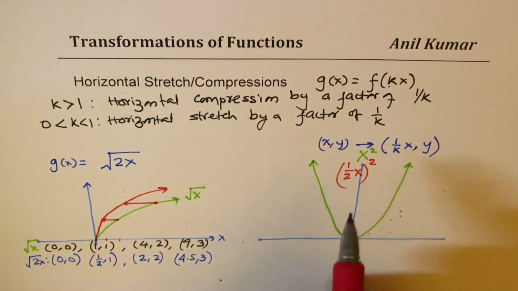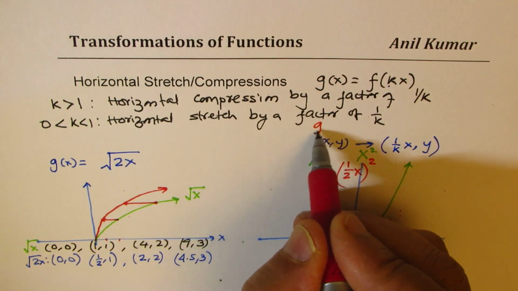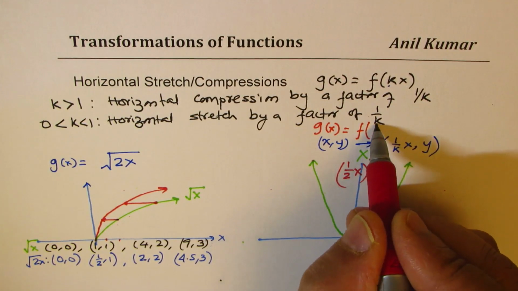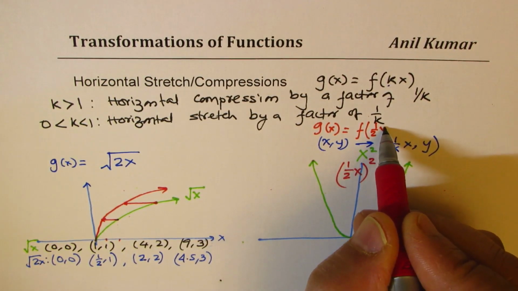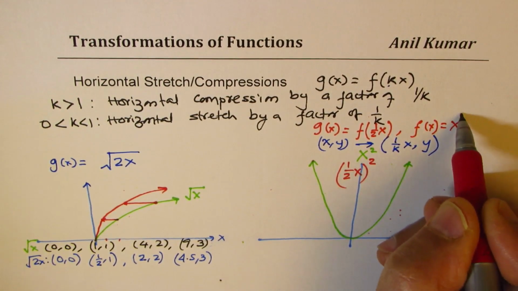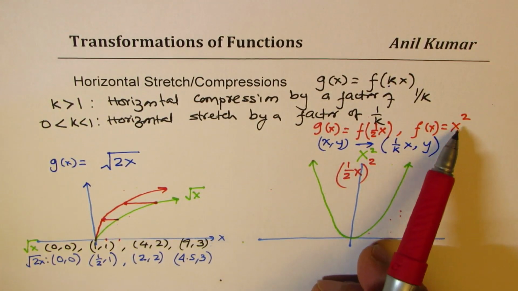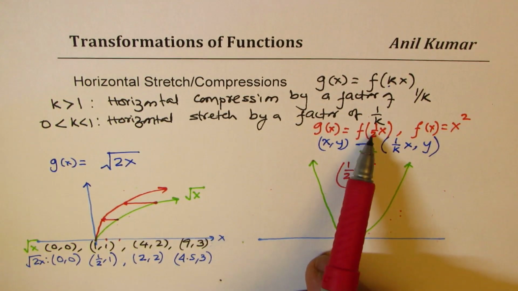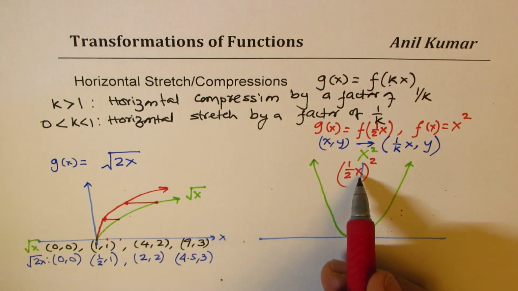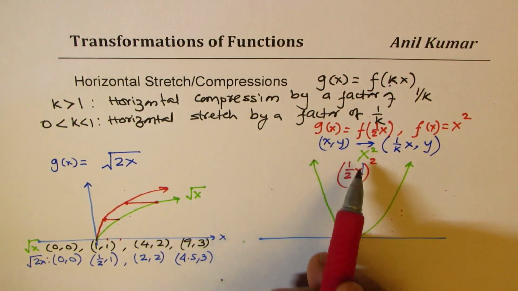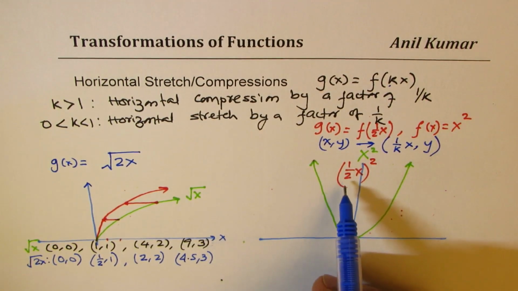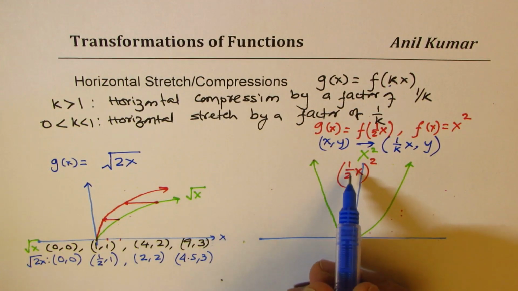So we are considering the function g of x equals f of half x, where f of x equals x square. You get my idea, right? So x square, x is replaced by half x. Do you see that? That results into a horizontal change by a factor of half, right? So we write like this.